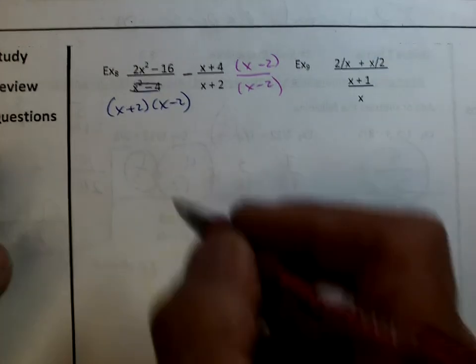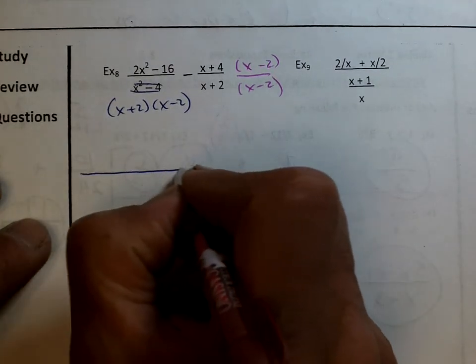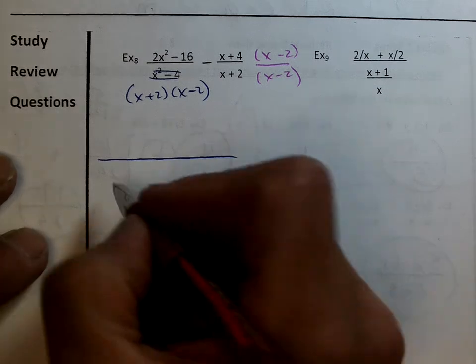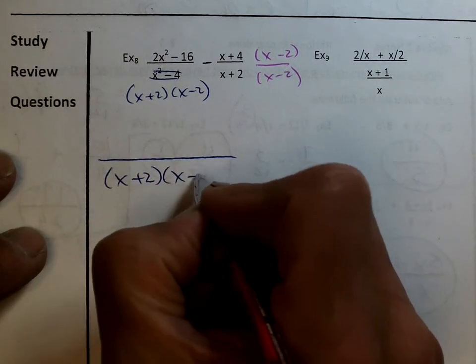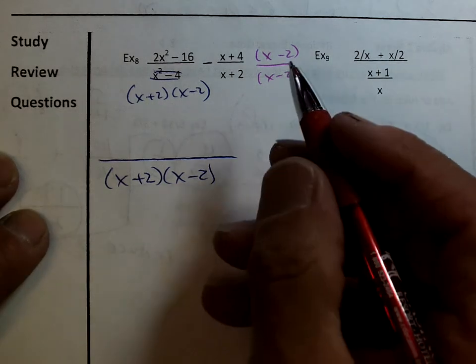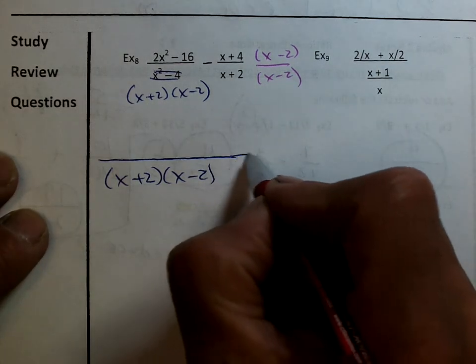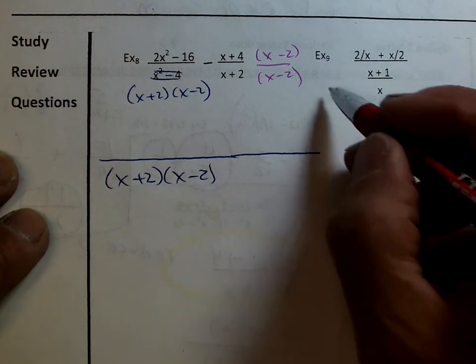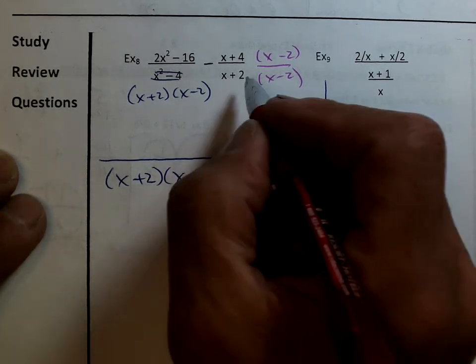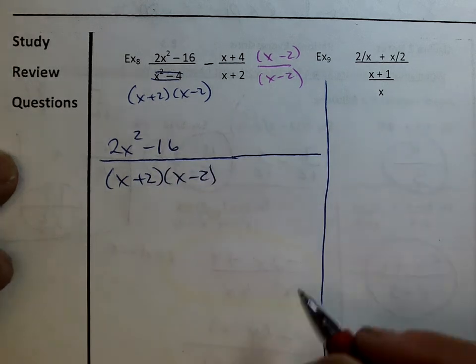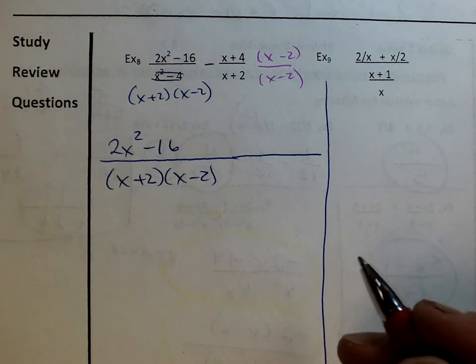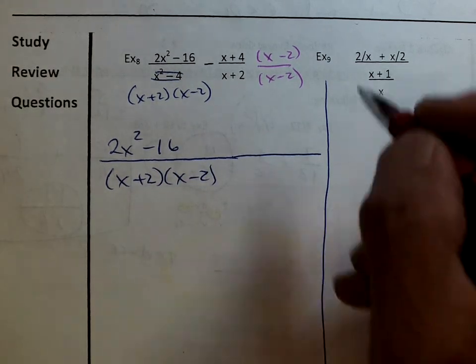So I have my common denominator, which is my x plus 2. And then let's see what I'm going to have. Well, I might have to do a little work up here, but I'm not afraid of that. Let's see what I'm going to have. I'm going to have a 2x squared minus 16. And let's do a little work up above.